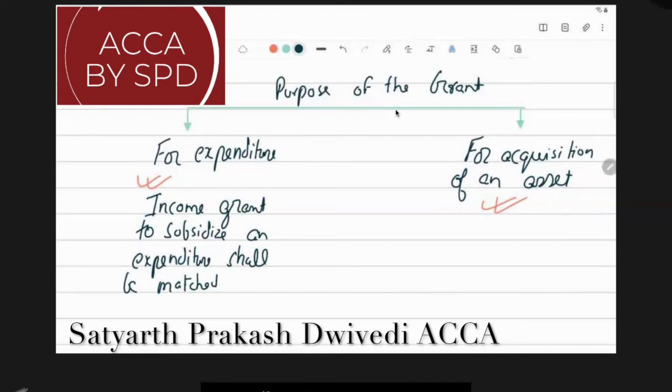It shall be matched with the related cost. And this also matches with our matching principle. Did we study the principles? We studied the principles of accounting: going concern, accrual, matching principles, right? So this goes with the matching principle. So if you're given an income grant to subsidize an expenditure, that needs to be matched with the cost.